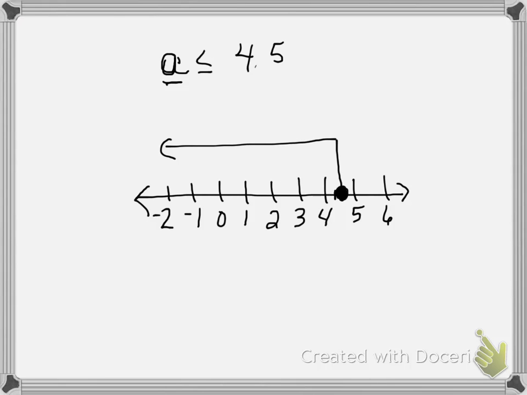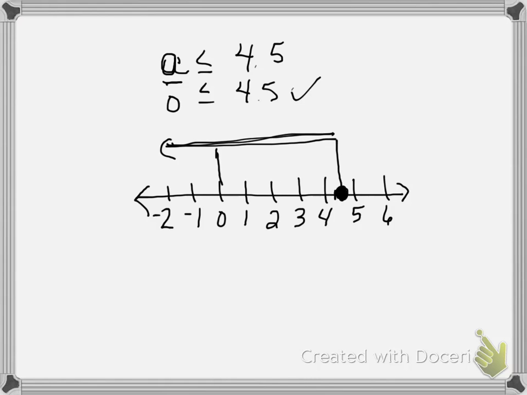To check myself, I can look. Okay, I'm pointing my arrow over here. 0 is covered by the way my arrow is going. So let's plug in a 0. Is 0 less than or equal to 4.5? Yeah, so that works. We know that we did it correctly. We put our arrow in the correct direction.